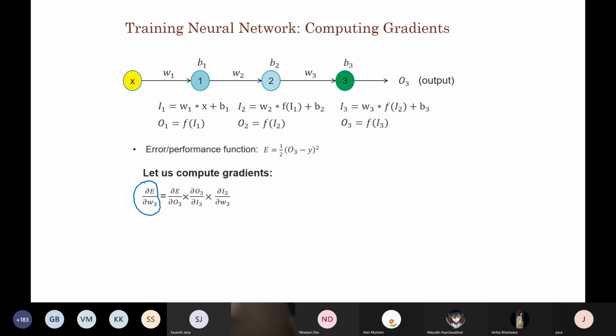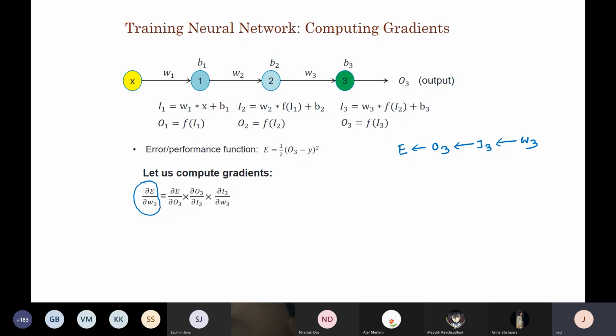So here is what I'm actually doing. My influence diagram is something like this. E is getting influenced by O3, because the value of E depends on O3. Then O3 is getting influenced by I3, the input to node number 3. Then I3 is getting influenced by the parameter of my interest, which is W3. So W3 is influencing I3, I3 is influencing O3, and O3 is influencing my error function. That is the way the information is propagating.